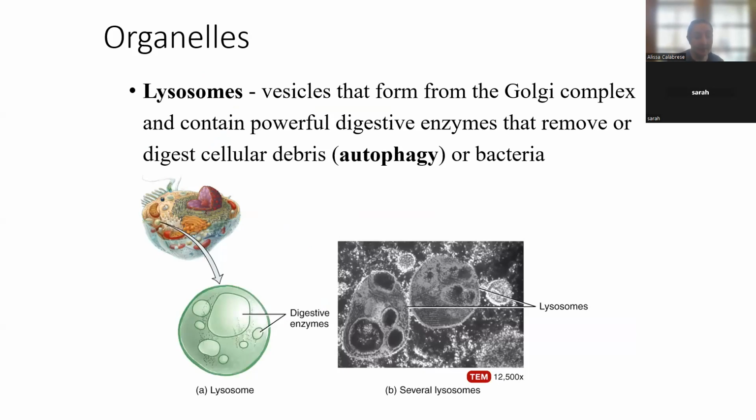All right, and then lysosomes. So lysosomes, these are tiny little organelles that you can think of as like a garbage disposal inside your cells. They help with autophagy. Autophagy means self-eating. So when you have to break stuff down on the inside of your cells, it's going to be the job of your lysosomes.